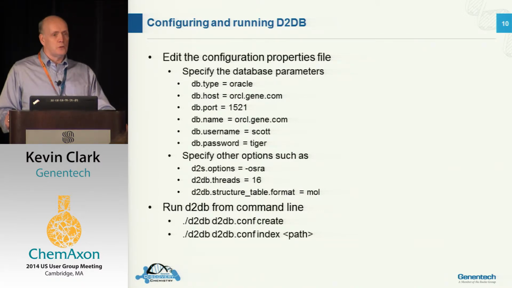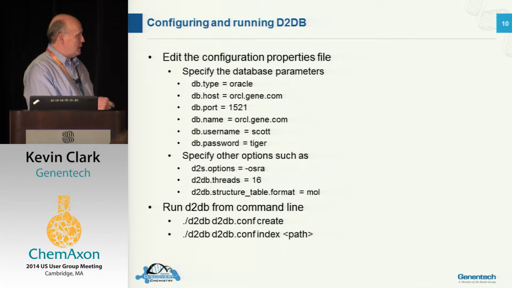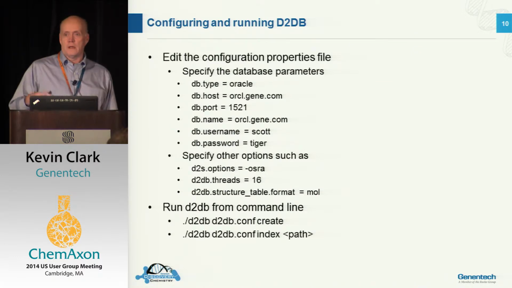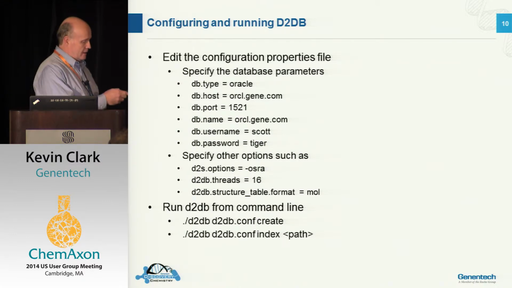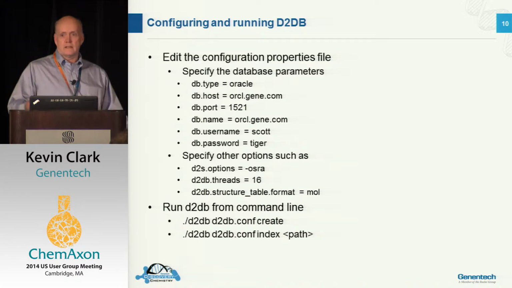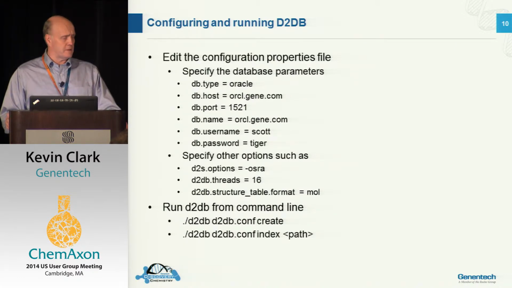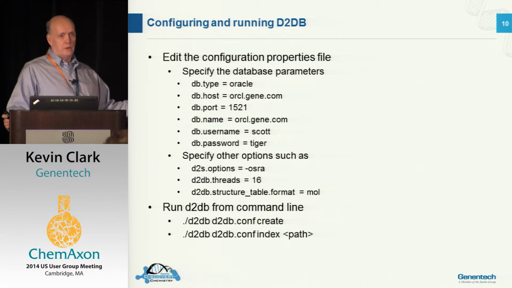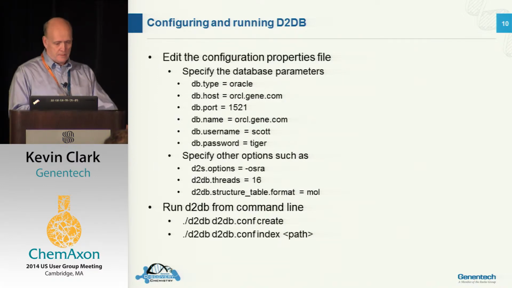Then the next thing you need to do is to run D2DB, the configuration file name, create, in order to create the schema. And then the next line is D2DB, the configuration file, index, and you provide it the path to your documents. D2DB will run, automatically extract all of the structures from the documents and deposit them into the database, which can be searched with JChem cartridge. Once you finish the indexing, you can set this up on a cron job so that it'll periodically update the structures.